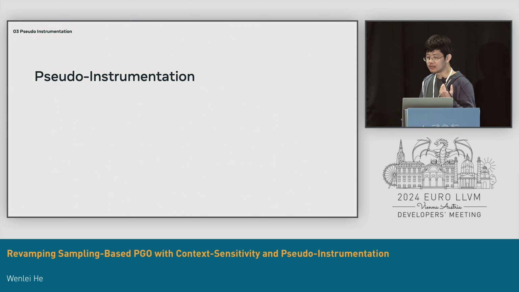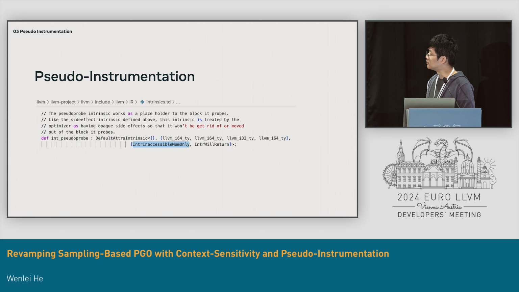Now, as I just mentioned, this is tunable. We can make the semantic of the pseudo-probe intrinsic strong or weak depending on what we need. In our implementation, we choose a weak implementation so that the overhead of pseudo-instrumentation is kept at a minimum. We just assign some memory semantics so that these intrinsics don't get randomly moved around or removed arbitrarily by the optimizer.